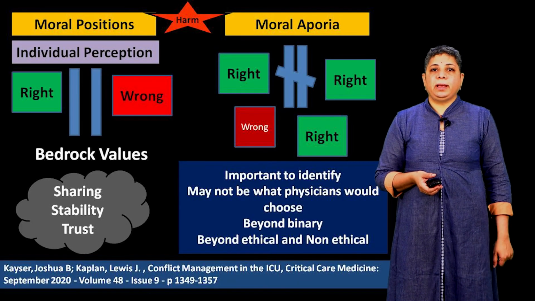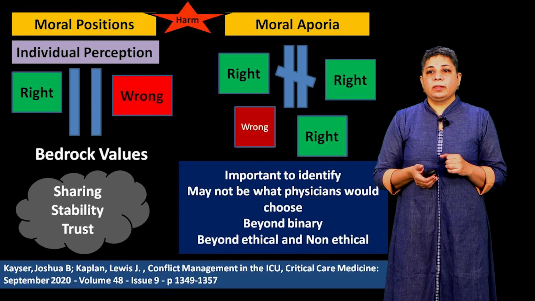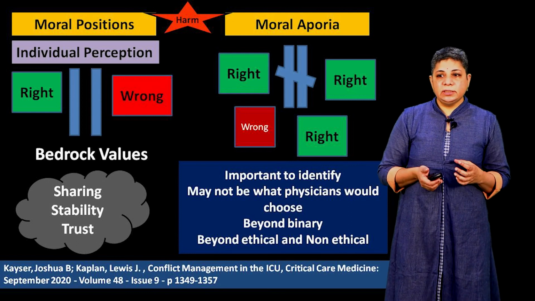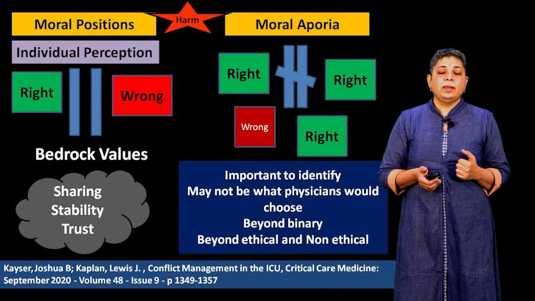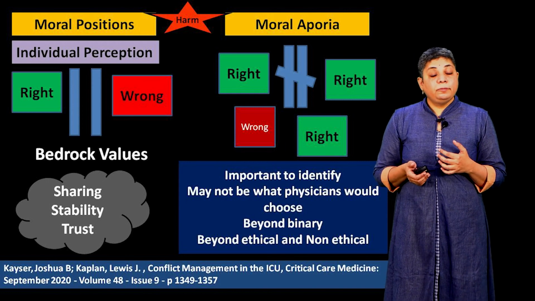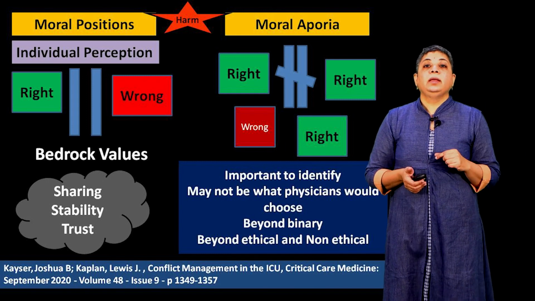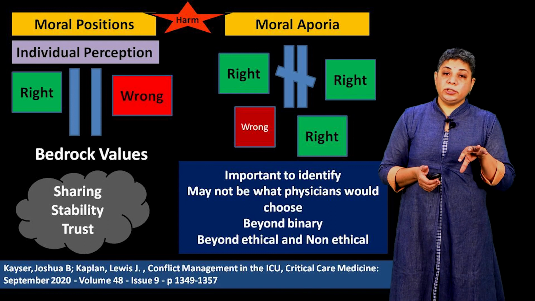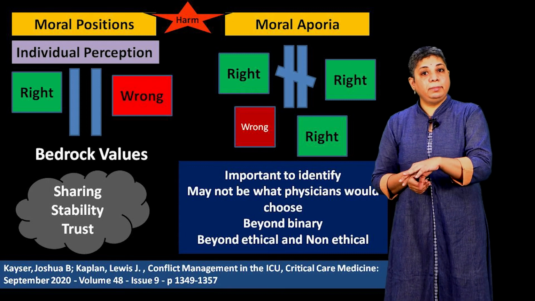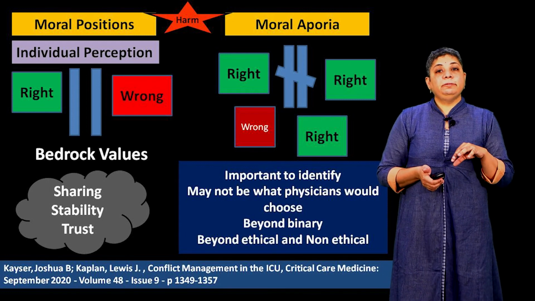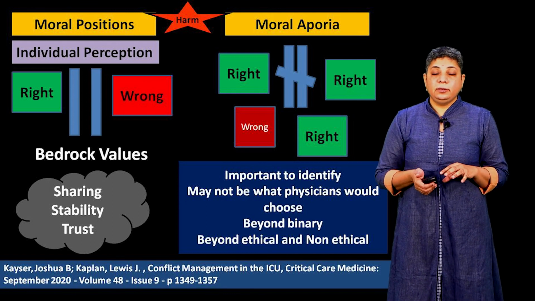So in addition to these biases, we also need to keep in mind two concepts here. One is called a moral position, and the other is called a moral aporia. What is a moral position? We all understand that for conflict to be there, there has to be some kind of harm involved. This harm can be physical, emotional, or simply a perceived harm. There is no actual harm that has taken place or can take place, but the family perceives that a harm can happen.